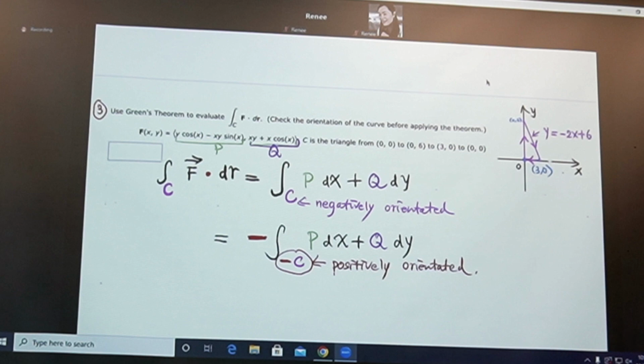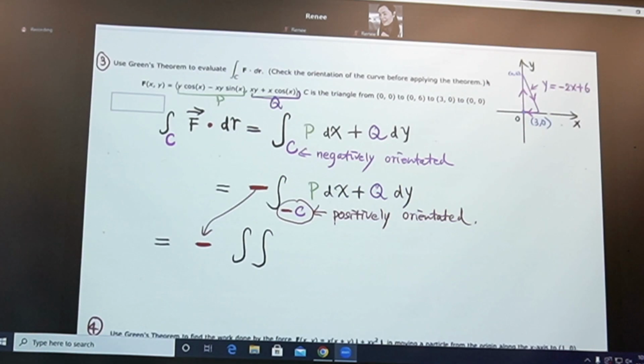Apply Green's theorem, you have to have this be positively oriented. After that, what should we do? That's equal to, so the negative sign here, this single integral over this boundary curve negative C will turn into a double integral, right, according to Green's theorem, a double integral over this region D.